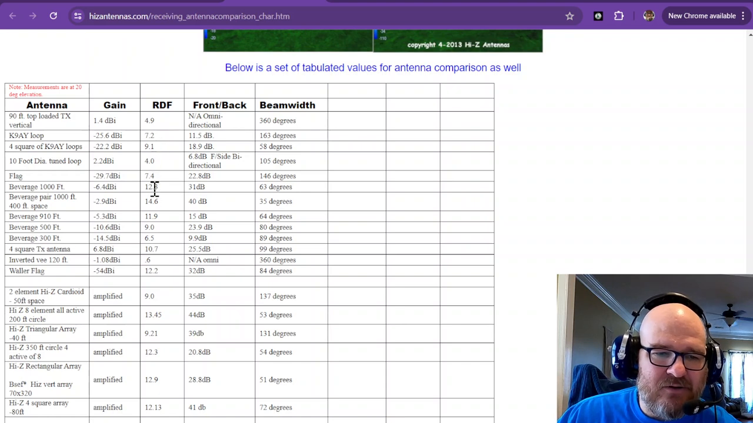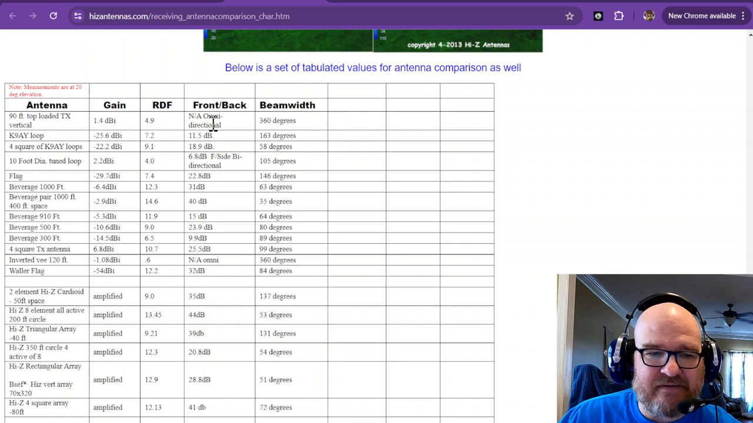This is a tabulated form of all the RDFs. This right here shows you for these particular antennas what the RDF is compared to their gain. And you'll notice that the beam width has something to do with the RDF as well. So I've noticed a correlation between some of the beam widths and the RDF are fairly similar, but it also has to do with the gain too. So that's why this one has an RDF of 4.9 with a beam width of 360, because it's omnidirectional. So it takes in all of that.